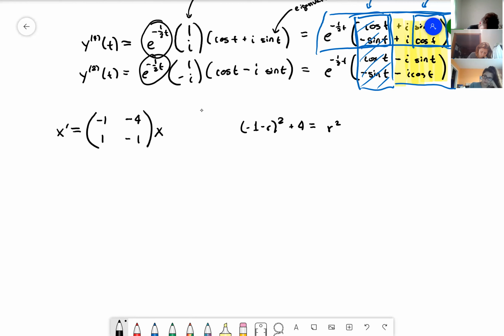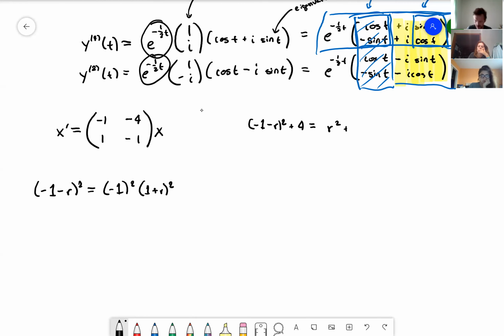I can get rid of this minus. Let's make it 1 plus r squared, so it's easier for me to think about. You notice what I did there. -1 minus r squared. It may be obvious to you, but I did that factorization, right? And so this -1 squared is just 1. So this is r squared plus 2r plus 1 plus 4. That's 5. I'm going to end up with complex eigenvalues.